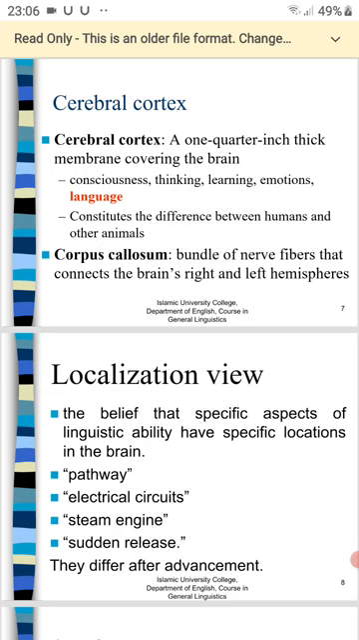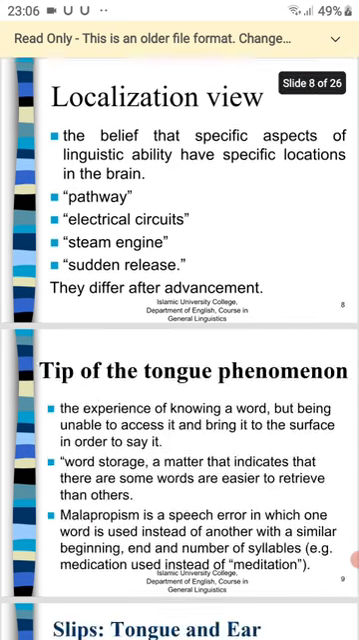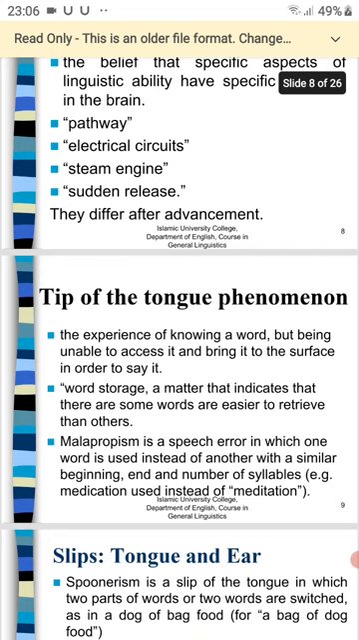So the process starts with Wernicke's area. After that, we have the arcuate fasciculus. After the fasciculus, the word is produced. This is exactly the process. Am I right? Again, I will point it out. This is certainly a simplified version.